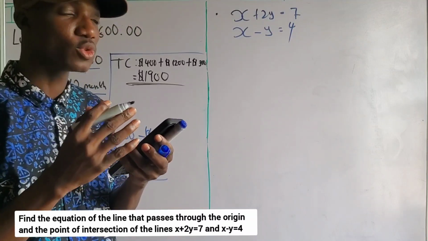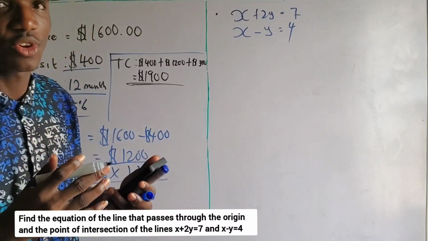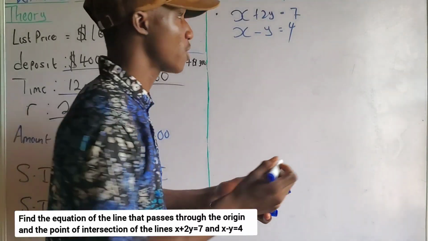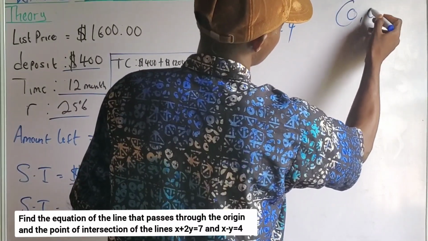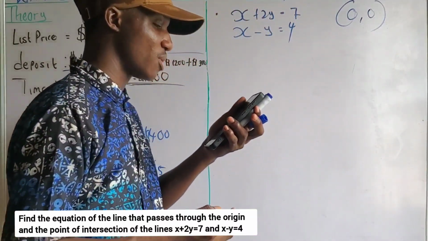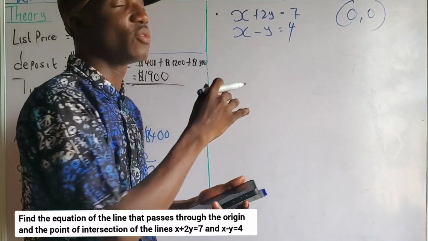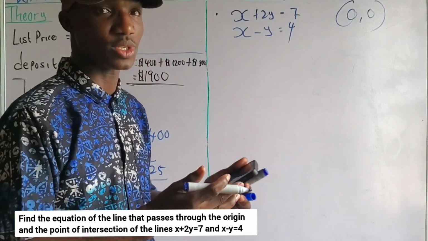Now, we are told that it passes through the origin, you understand? And the origin on the graph is 0, 0, right? So the first point that we are given is 0, 0. Now the point of intersection of these lines will be the second point, so that we can find the equation of the line.